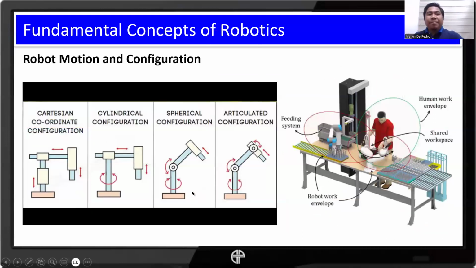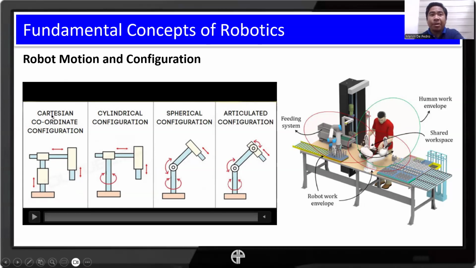So now another thing, although this is more on the physical part, this is where the two aspects converge. We have the control part and we have the physical part, and both of them are directly involved in what we call robot motion and configuration. Basically, this is how our robots move, especially within the context of manipulation robots.